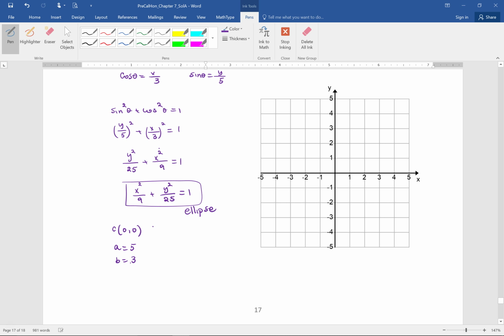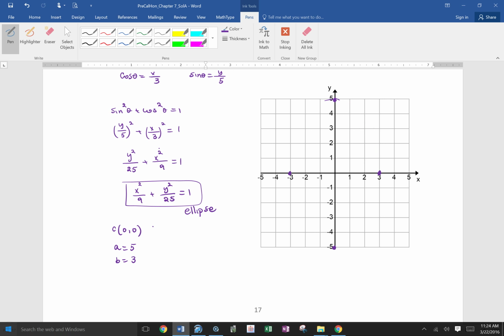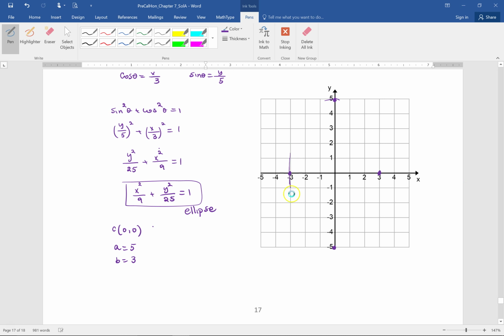No, that's a hyperbola. I know. So, 5 and negative 5. I don't know why I made that so big. And negative 3 and 3. So now look, this is my ellipse. Whoa. Okay, so that's the ellipse.